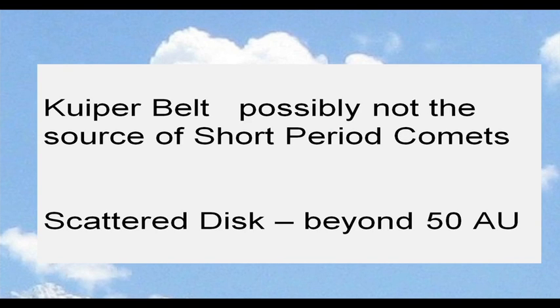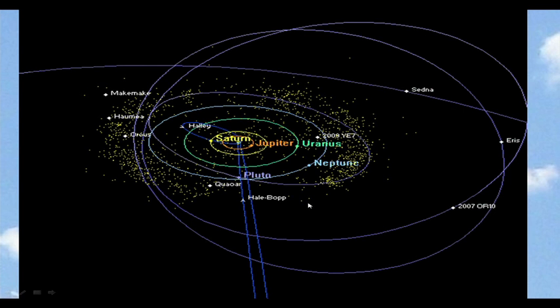But now it is believed that the Kuiper belt is possibly not the source of short period comets, and it is believed that the short period comets could originate in what is called the scattered disk. So, the scattered disk is the part of the solar system which is beyond 50 astronomical units. So, let me show you a picture of what we believe is the scattered disk.